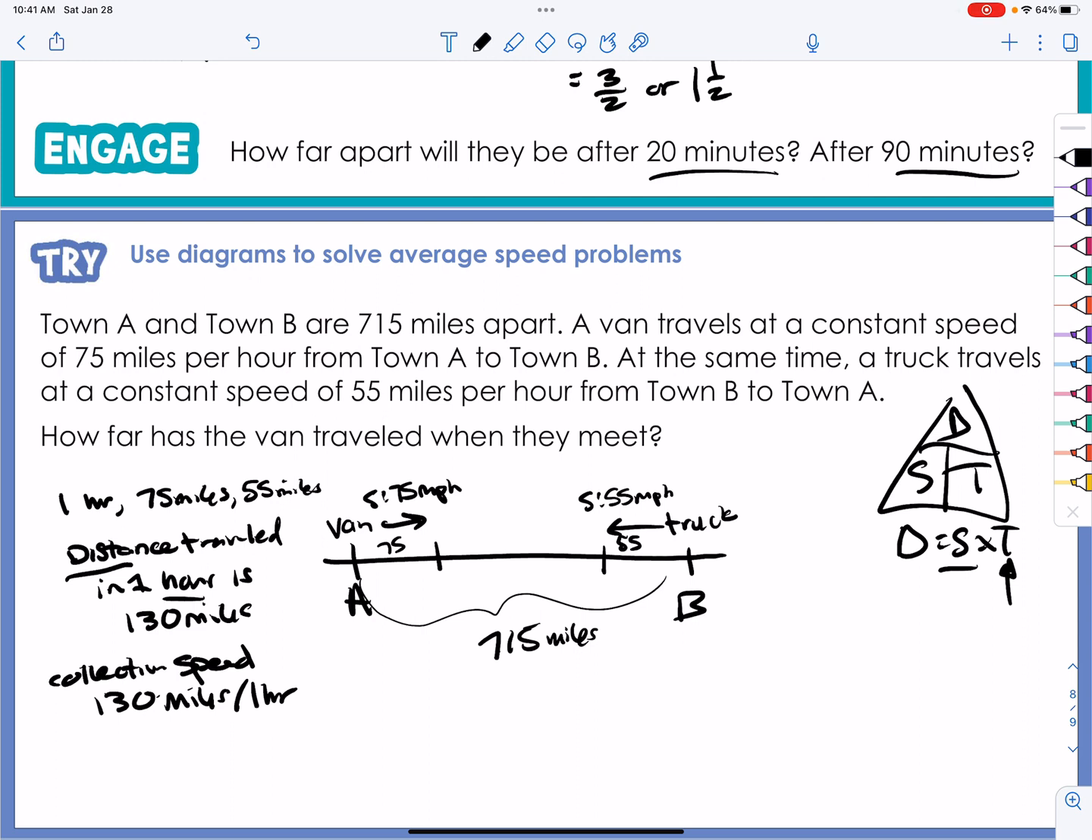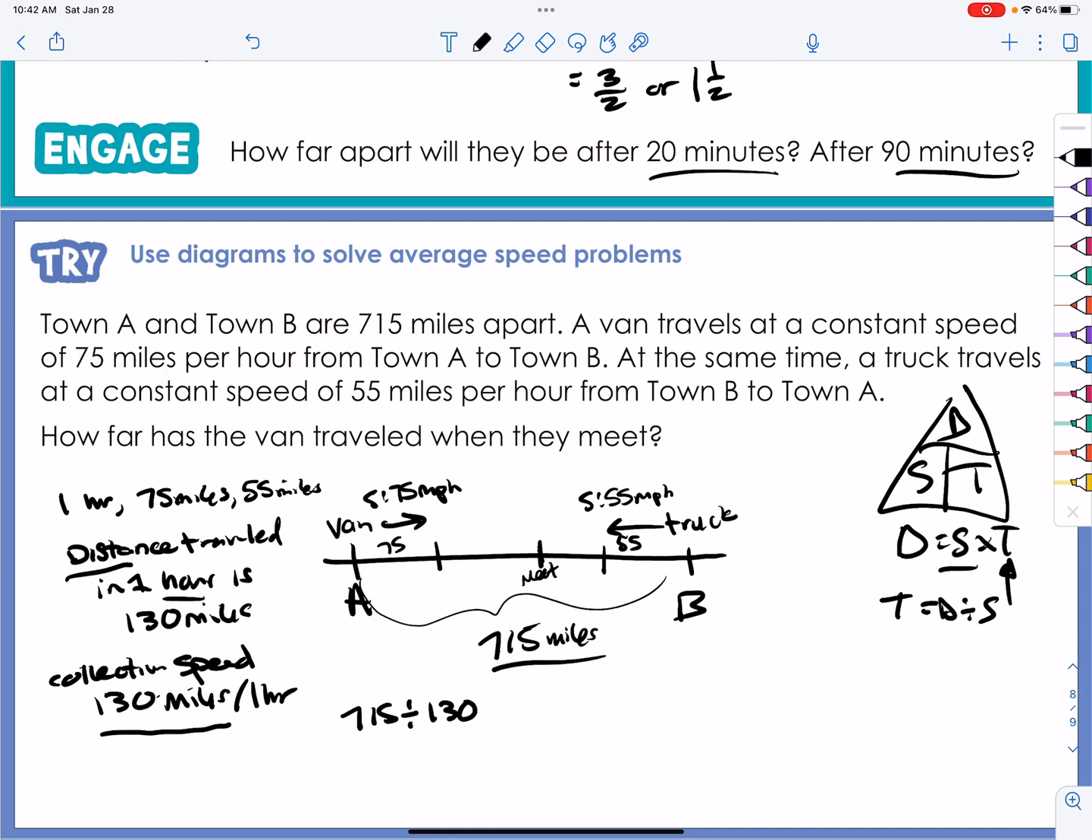The van is moving faster, so they'll meet somewhere in there. This is where they meet. By the time they meet, they will have traveled all 715 miles. So we need to figure out, at this speed, how long is it going to take them to travel 715 miles together, collectively? The collective time is time equals distance divided by speed. Their collective distance is 715 miles, and their collective speed is 130 miles per hour.